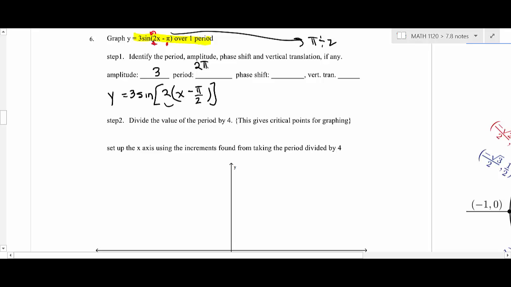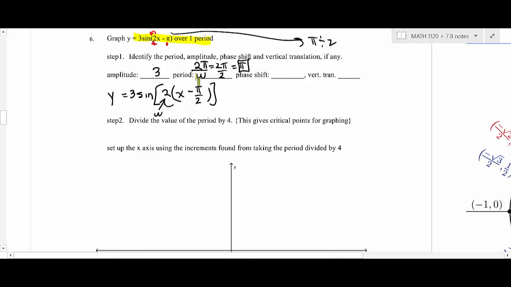What's the formula? 2 pi over omega. Omega, of course, is that number. So that would be 2 pi over 2. So that means the period is going to be pi. Okay, and that's going to tell us that when we make our graph, the x-axis has to be different. We have to figure out how to increment that.